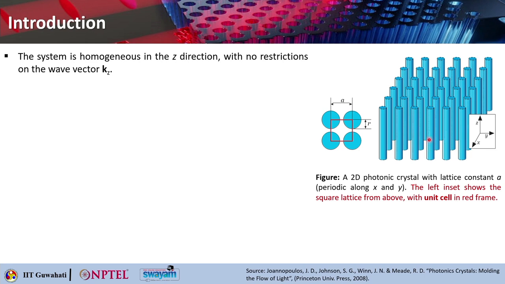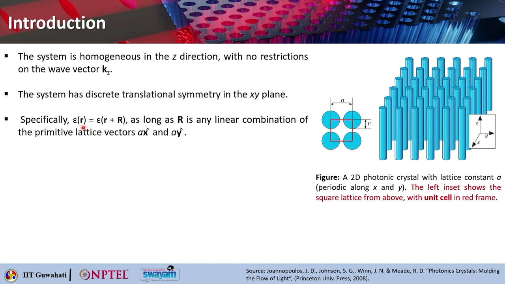So that is how we come to this. We can take help of the symmetries of the crystal to categorize its electromagnetic modes. As I mentioned, this system is homogeneous in the z direction, so the modes must be oscillatory in this direction with no restrictions on the wave vector kz. In addition, the system will have discrete translational symmetry along the xy plane, where, as we have discussed before, when you have periodicity you can express the dielectric constant as epsilon of r equal to epsilon of r plus capital R, where capital R could be any linear combination of the primitive lattice vectors a x cap and a y cap.